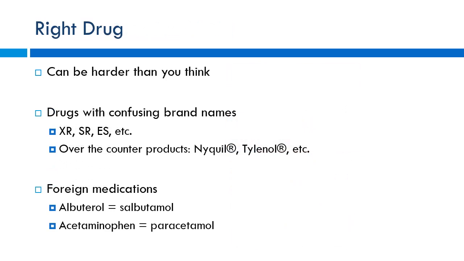Okay. So, for instance, the right drug. It seems like it should be pretty obvious, but look at things like drugs with confusing brand names.